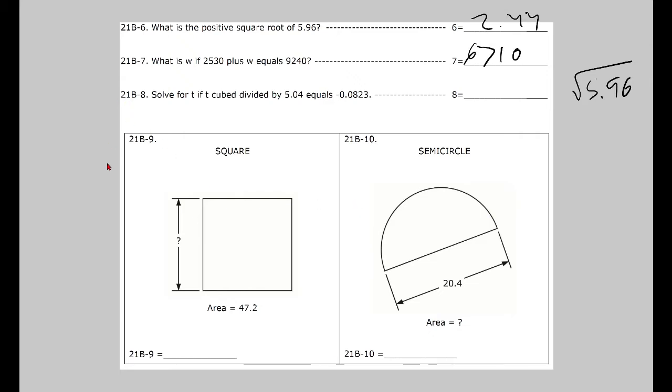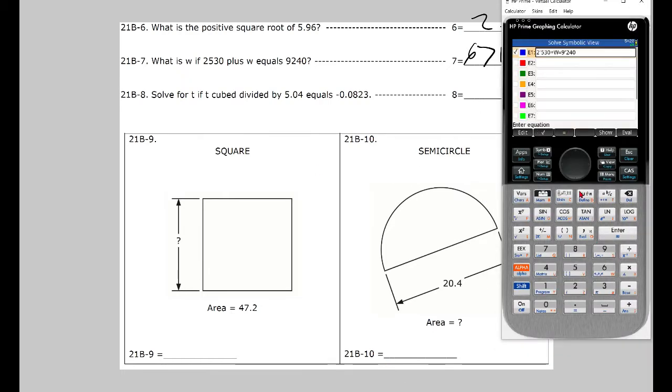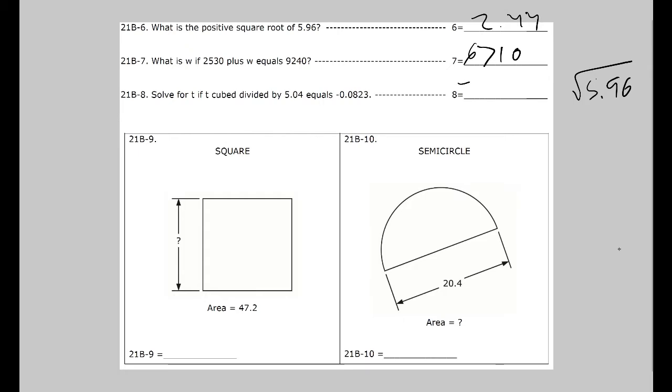For number 8, solve for t if t cubed divided by 5.04 equals negative 0.0823. This one's a little bit more complicated, so I'm going to jump to the solver and go t cubed, or w cubed, it doesn't really matter, divided by 5.04 equals negative 0.0823. And there's our equation, so hit enter, give a guess of 5, and solve. And our answer would be negative 0.746. So we just do negative 0.746.